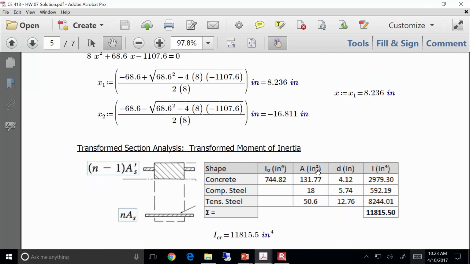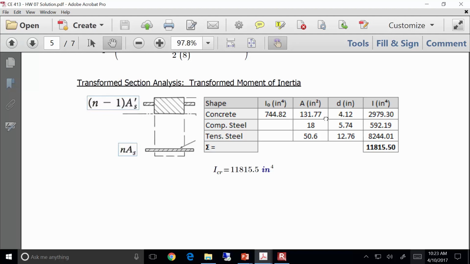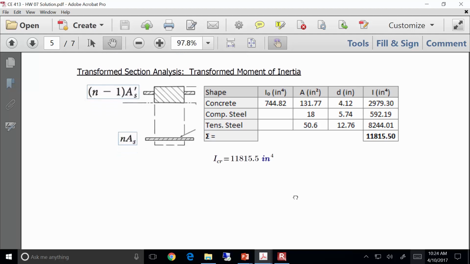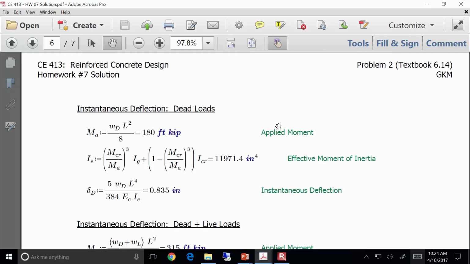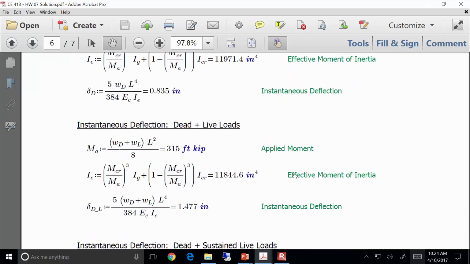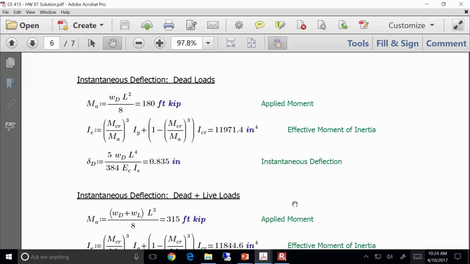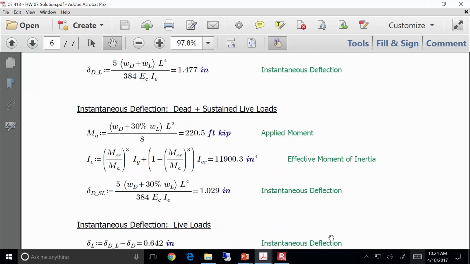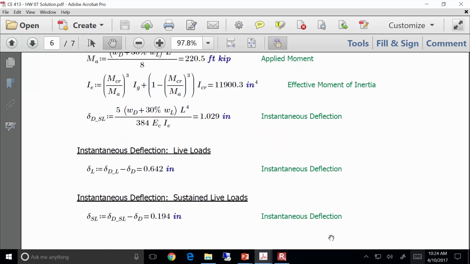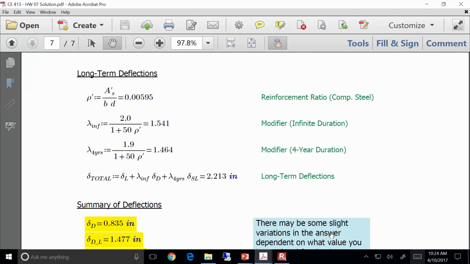Now, if you go through and compute your stiffness according to the provisions that we've described, you should have a moment of inertia of about 11,800. So now let me show you what I did for deflection calcs. I did dead loads, dead plus live loads, and then dead plus sustained live loads, and that's how I computed it. So you'll notice with each M sub a, the moment increases. To determine the live load deflection and the sustained live load deflection, just subtract. So once you get those key values, you can do your long-term effects.